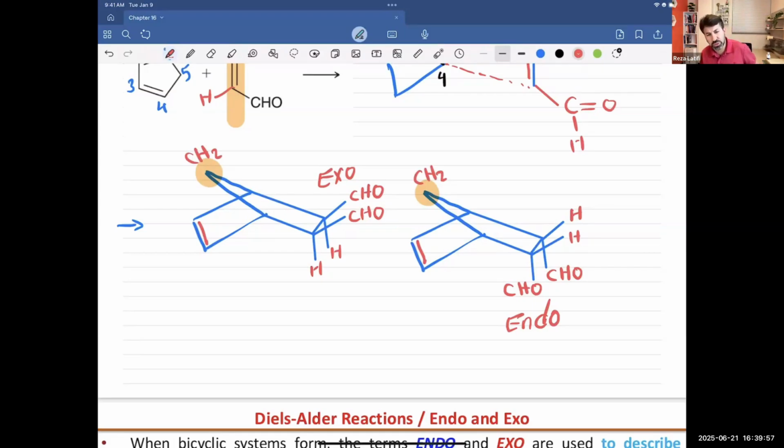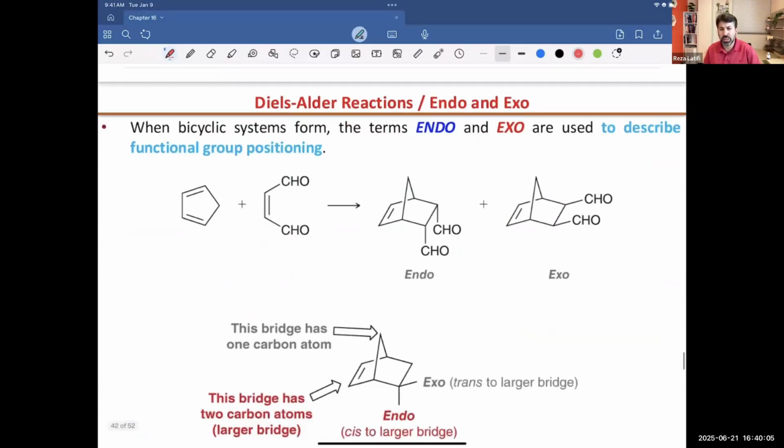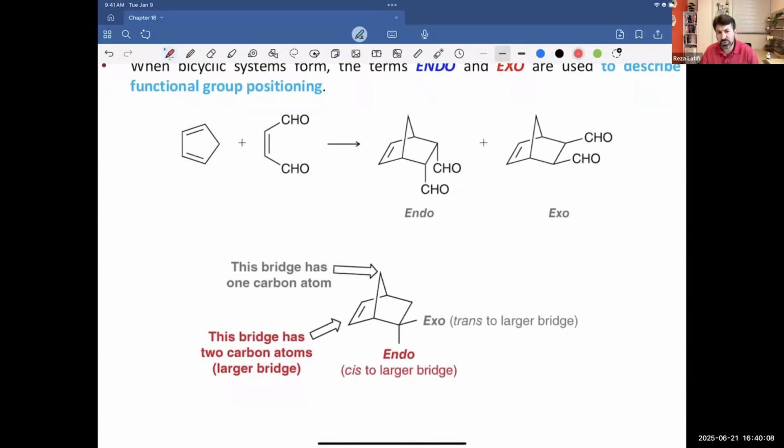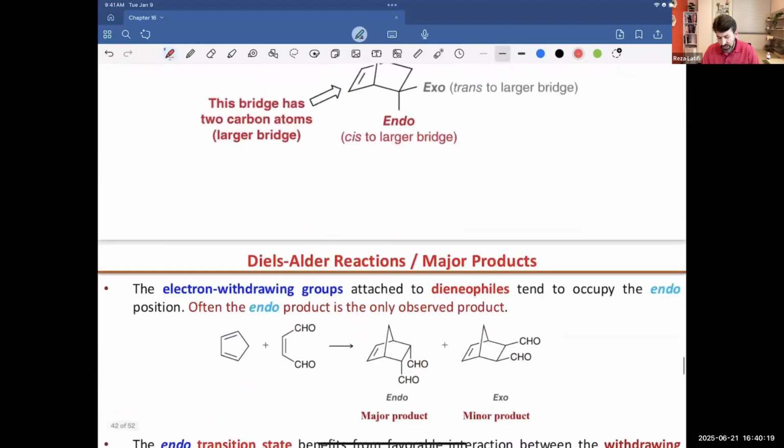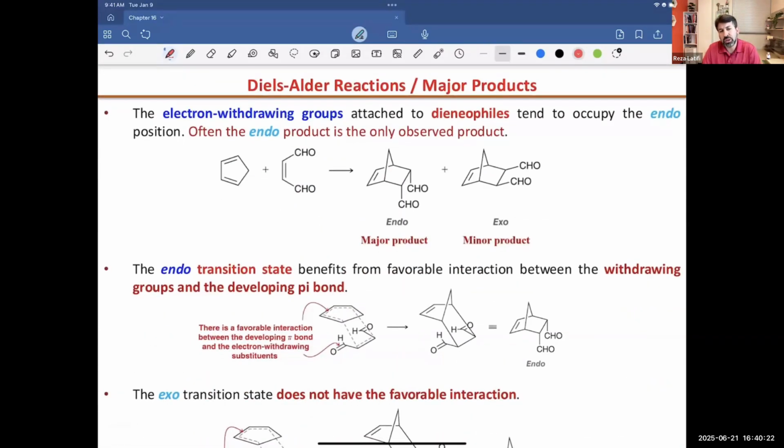Okay, so we got two structures, and we want to know whether there is any difference between them in energy or not. We get two structures, as you see, endo and exo. In endo, the functional groups are closer to the double bond. In exo, they are far from the double bond. And it says if the functional groups show up in endo position, that product will be the major one, and in exo position, it will be the minor product.